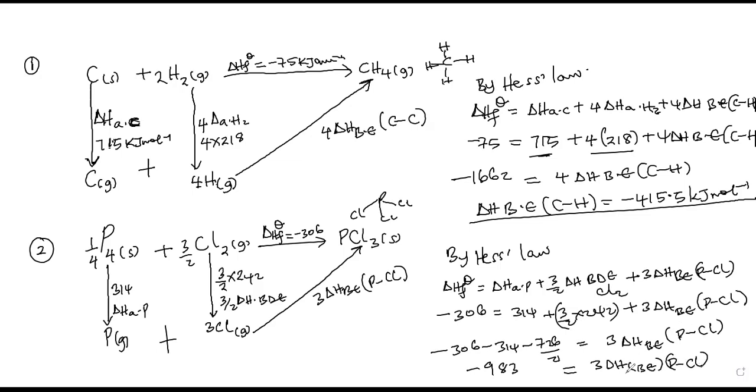Now you realize that to get the bond energy of the phosphorus-chlorine bond, you divide negative 983 by 3. So I'm continuing from here, and after dividing, I'll get the enthalpy of bond energy of the phosphorus-chlorine bond, and this will equal negative 983 divided by 3, which is negative 327.667 kilojoules per mole. That is our number 2.